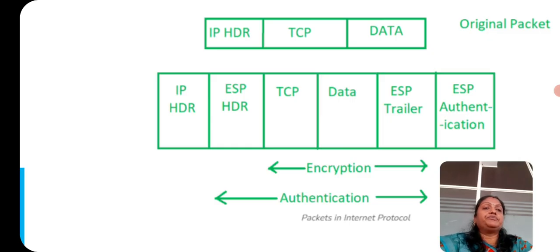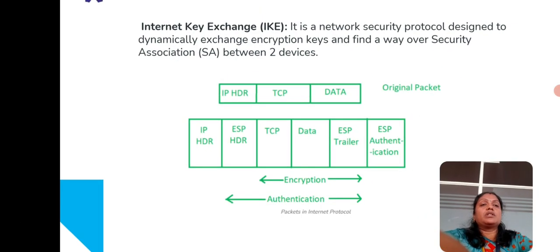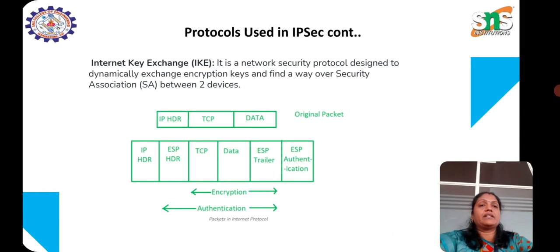For the encryption and authentication process, it involves IP header, ESP header, TCP, data, ESP trailer and ESP authentication. So only three parts are encrypted, that is TCP, data and ESP trailer, and for authentication it uses ESP header, TCP, data and ESP trailer. So this is the format of packets.